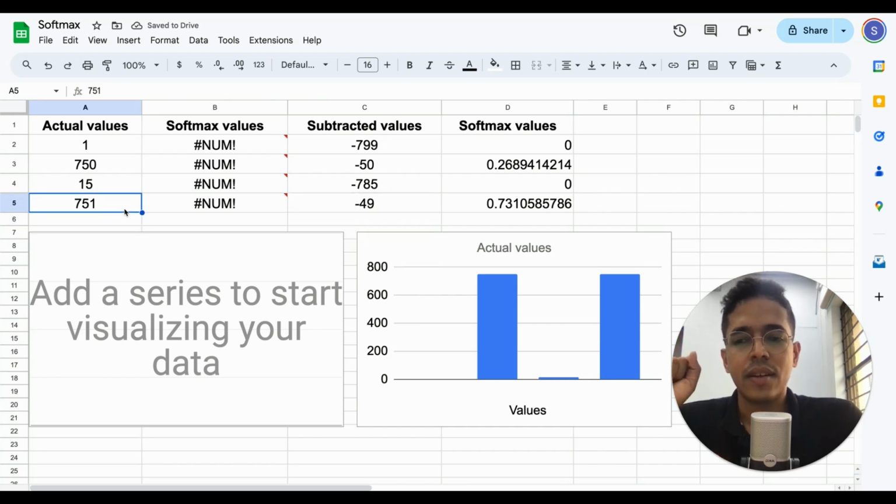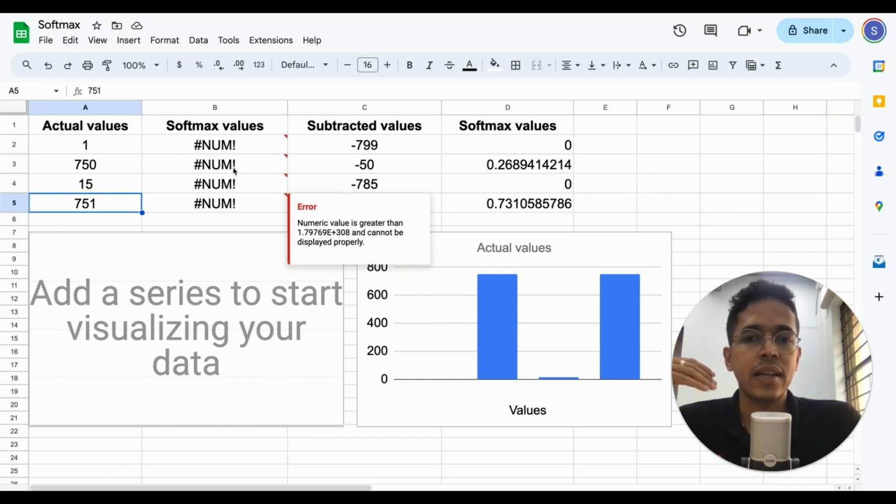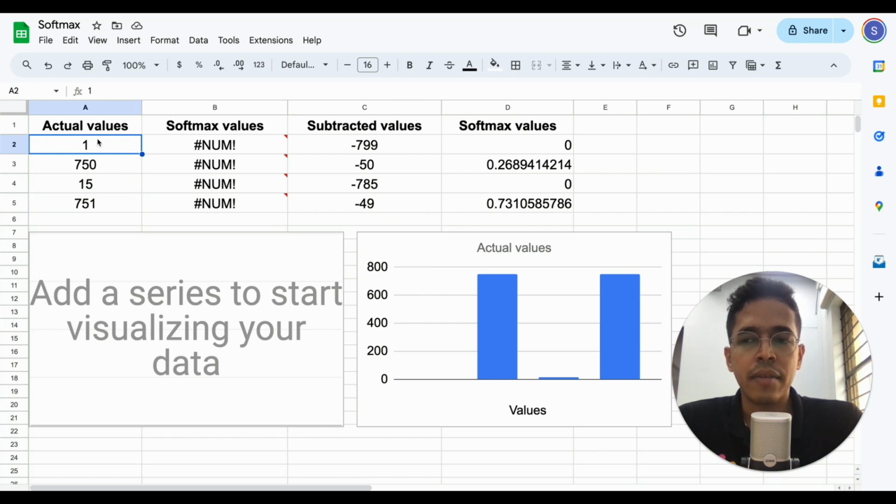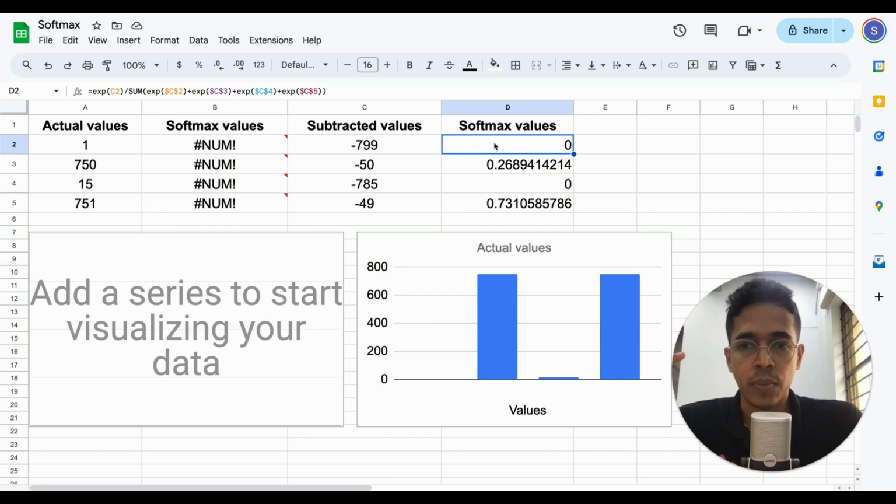So here, the normal softmax computer is not able to calculate. But if you were to calculate the softmax using a good computer that can handle these big numbers, it should work, right? Because this should be e raised to 1 divided by e raised to 1 plus e raised to 750 plus e raised to 15 plus e raised to 751. And you know that because denominator is so much greater than the numerator, the value should be close to 0. And what we have done here is these are the actual softmax for these set of numbers.